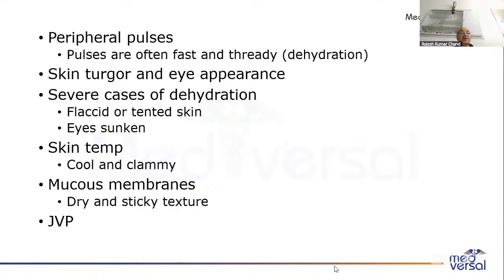Skin turgor and eye appearance: skin turgor will be lost, eyes will be sunken, and in severe cases of dehydration, there may be flaccid skin. Skin may be cool and clammy, and the mucous membrane will be dry and sticky. Jugular venous pressure, obviously, if we are monitoring central venous pressure, it will be low, and in hypervolemia, the jugular venous pressure will be high.